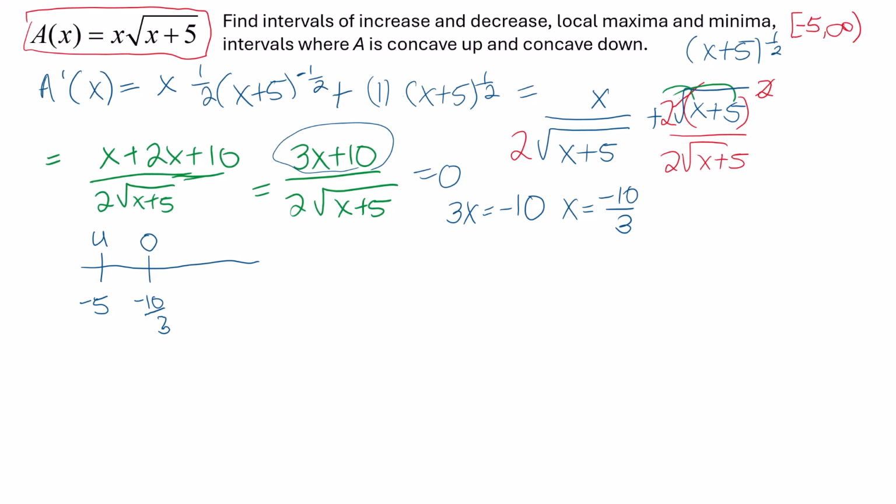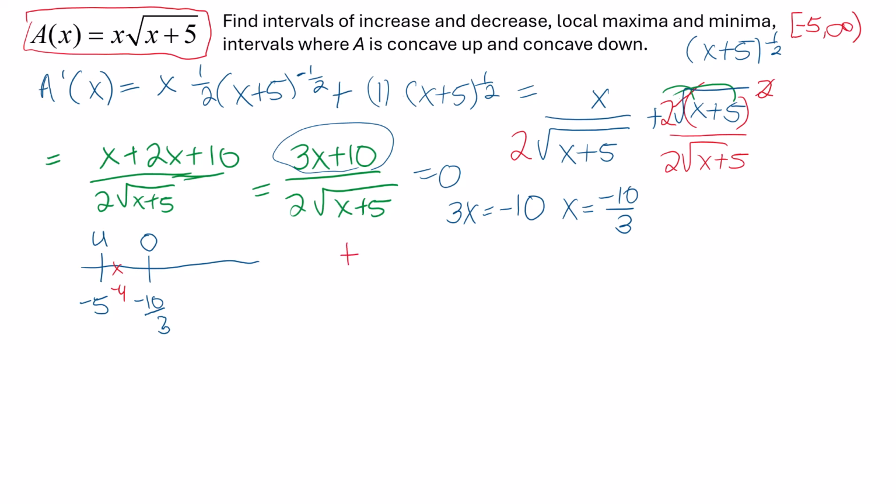So let's go ahead and plug in a value between these. Let's try -4 because we knew -10 thirds is -3 point something. So -4 is between them. And if we tried -4 in our derivative, the denominator is going to be positive.